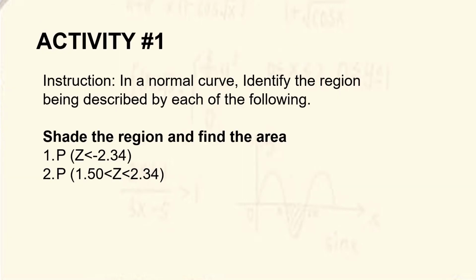For your activity, this is your Activity 1. Instruction: in a normal curve, identify the region being described by each of the following. Shade the region and find the area. Number 1, the probability z is less than negative 2.34. Number 2, the probability 1.50 is less than z less than 2.34.